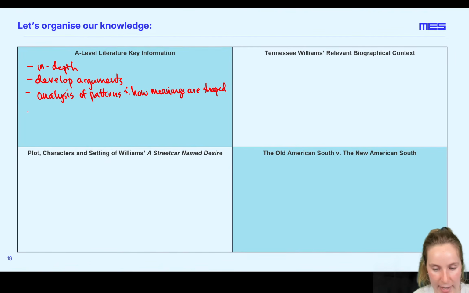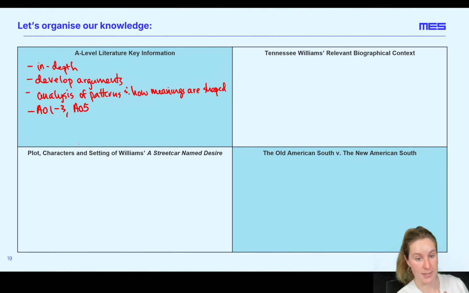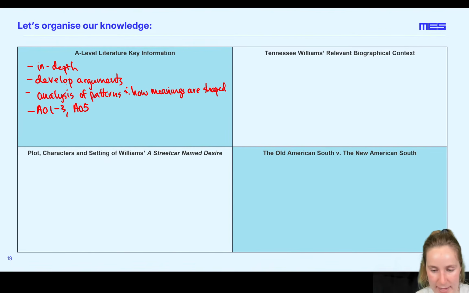We certainly have these AO1 through AO3 and AO5 assessment objectives. We have this necessity with AO5 to include criticism in our work. So thus this idea of in-depth as well as reading around.